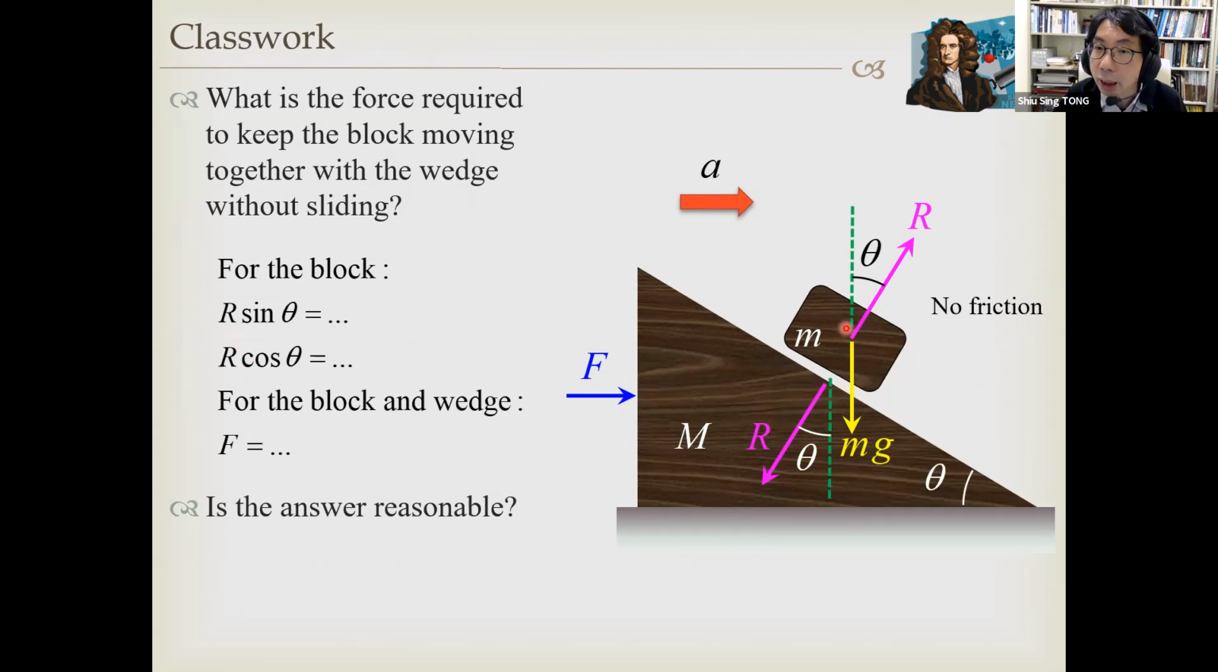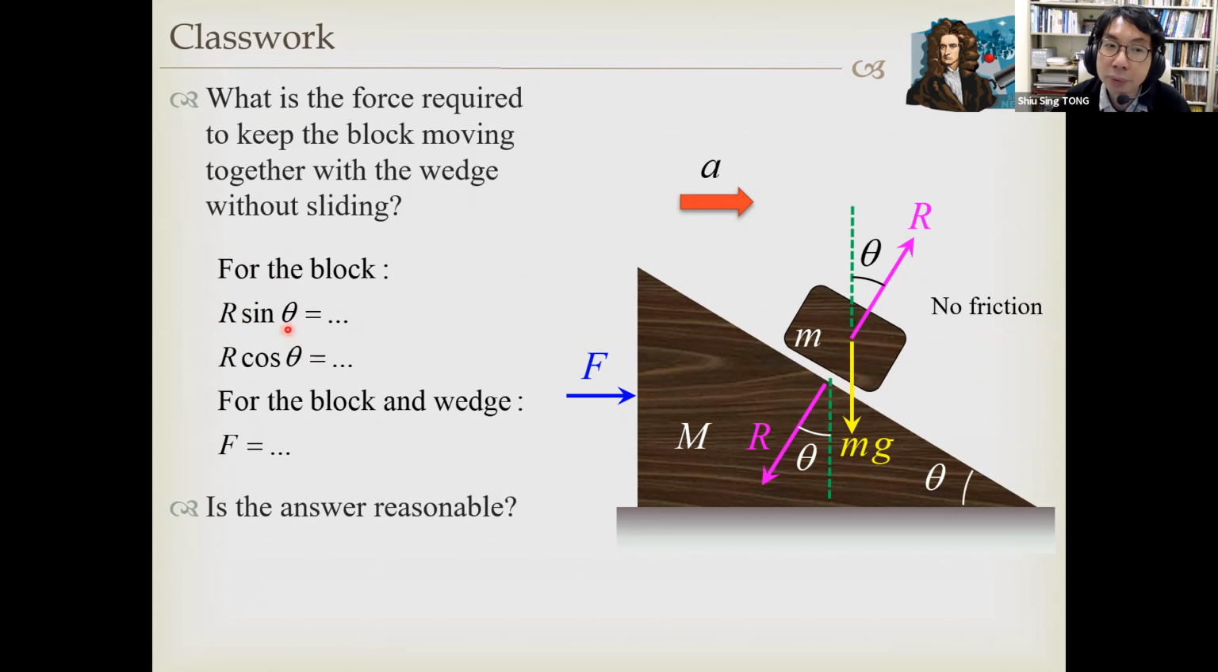Now the condition is that the block is moving with the wedge together. It does not slide down. So the block does not have any vertical motion. It does not slide down because it's moving horizontally together with the wedge. So it only has a horizontal acceleration, but not a vertical acceleration. So in setting Newton's second law for the vertical and horizontal direction, you know how. For the horizontal direction, you have the acceleration, but for the vertical direction, you don't have the acceleration and all the forces should be balanced.